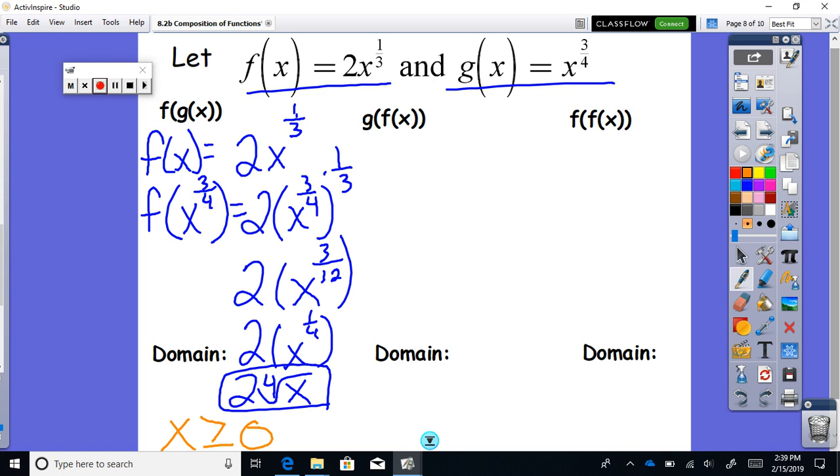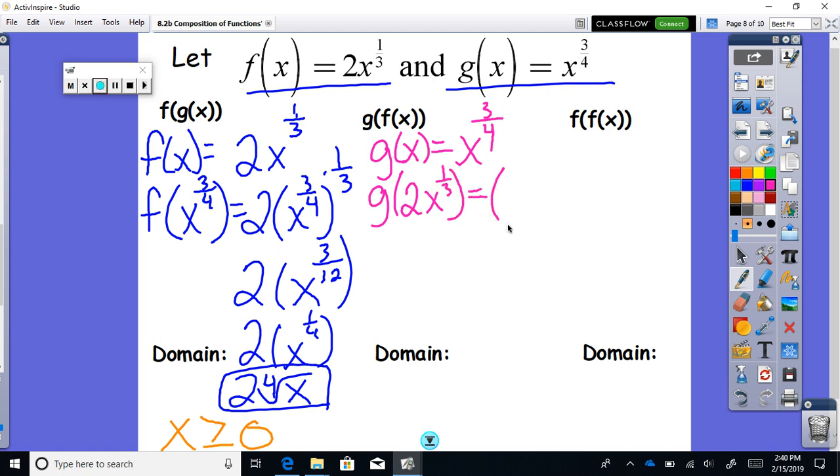G composed of f of x. So this time you start with g of x. So g of x equals x to the 3/4. Now I'm taking the composition of g composed of f. So I'm replacing the x with the function f. So 2x to the 1/3 equals, so wherever I had an x, so I had an x to the 3/4 on the right. So wherever that x was, I'm plugging in 2x to the 1/3 now.